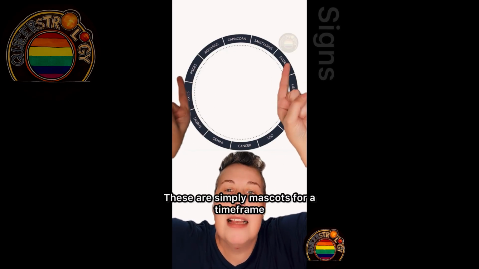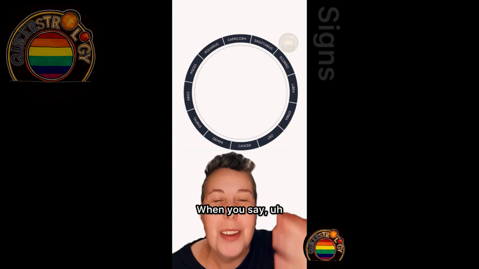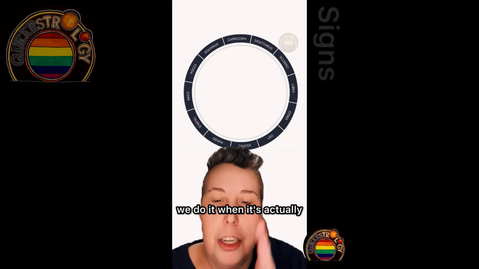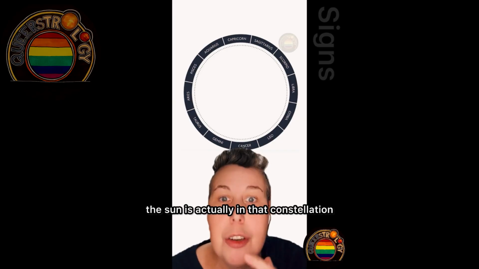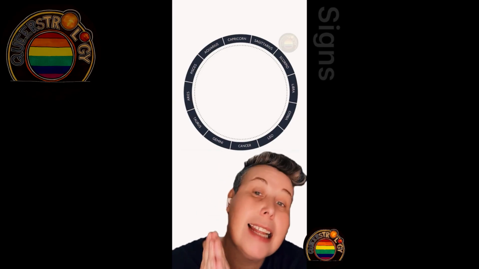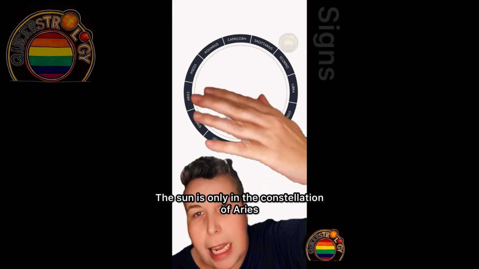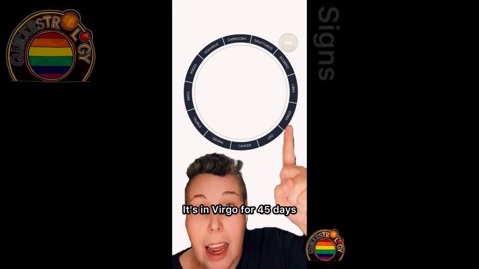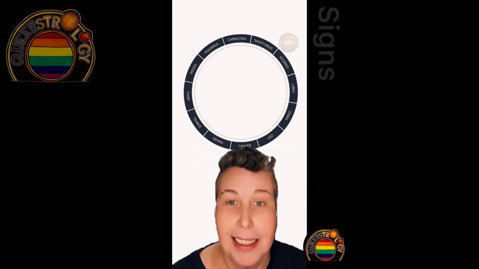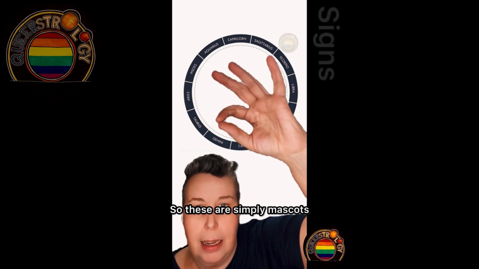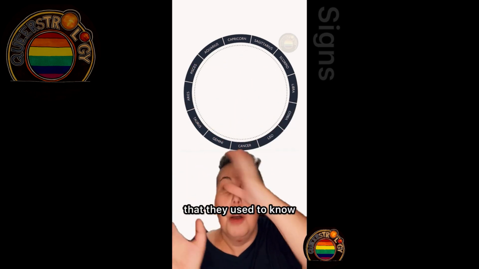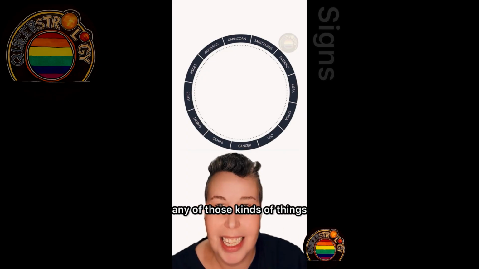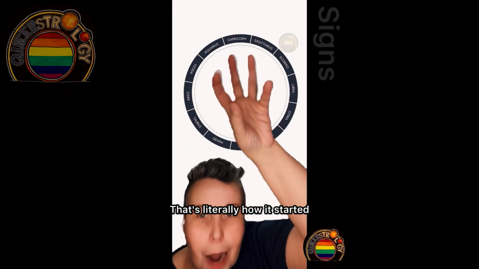These are simply mascots for a time frame. Even other kinds of astrology say, well, we do it when the sun is actually in that constellation. That's not true. The sun is only in the constellation of Aries for 5 days. Okay? It's in Virgo for 45 days. So these are simply mascots that they used to know when it was time to harvest, when it was time to plant, any of those kinds of things. That's literally how it started.